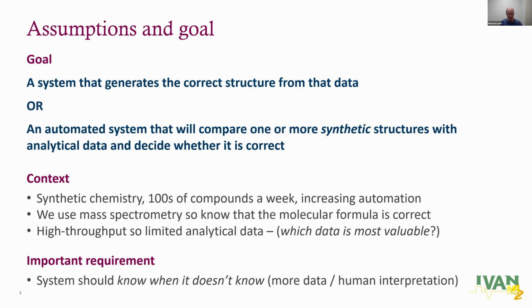And then ideally, it would be good to know when the system doesn't know. In other words, we could have a stream where you know, yes, the compound is correct within a high level of confidence, and another stream where you're uncertain, in which case we could send that to collect more data or to human interpretation.